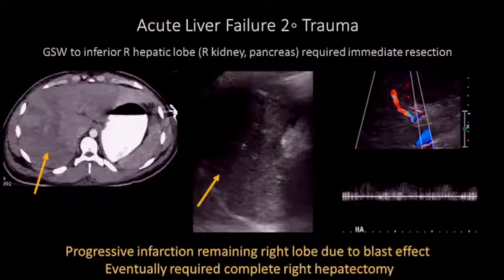What happened was that there was progressive infarction of the right lobe due to a blast effect. So the bullet didn't go through this piece of liver, but the effect, the trauma to the liver from shaking it up from that bullet going through essentially infarcted that portion of the liver, and the patient went on to have a complete right hepatectomy.